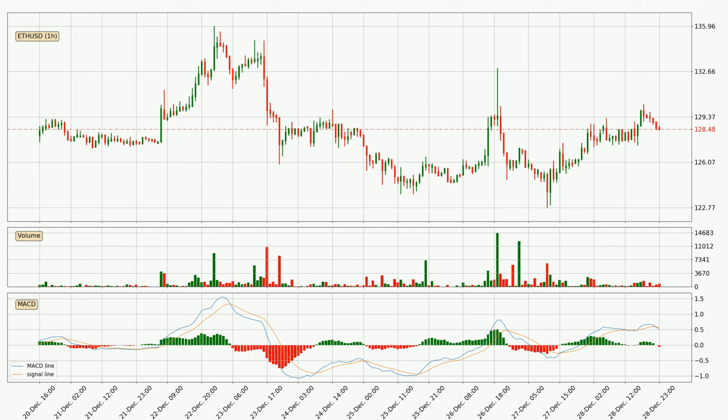When we now look at the current hourly MACD, the MACD line is below the signal line, which shows that the current trend is on the downside. The MACD histogram shows that the momentum is currently strong and it could be expected the price to go further to the downside.